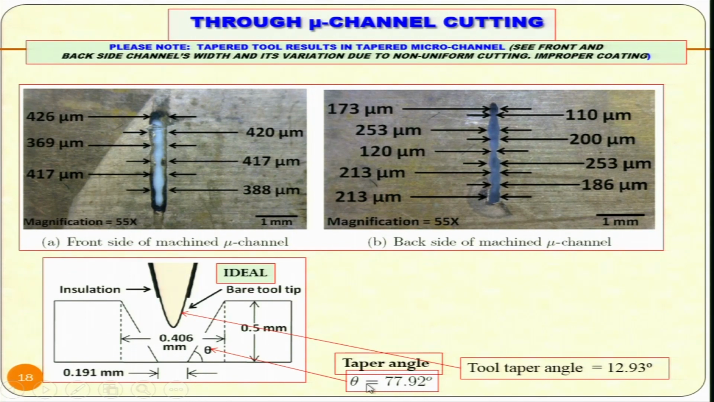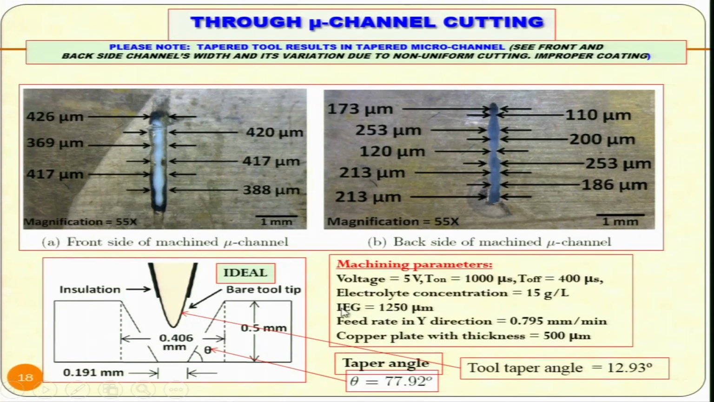So taper angle 77.92 degree, this is the taper angle, and tool taper angle 12.93 degree. So you can see the difference. This is the taper angle as shown over here. These are the different machining parameters.